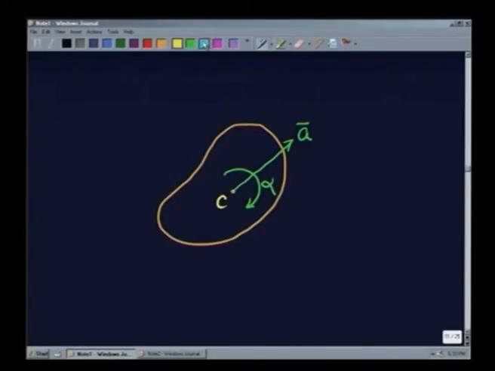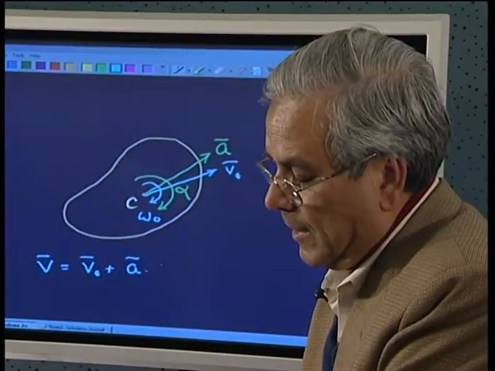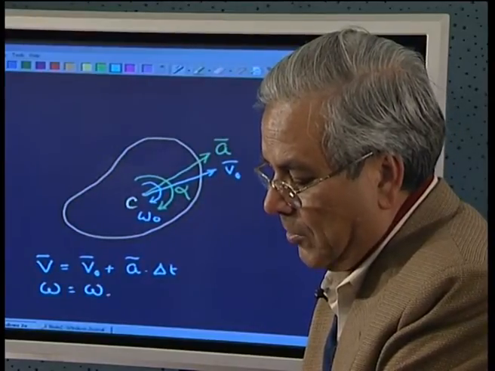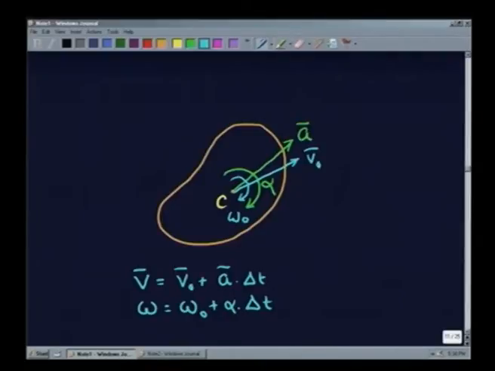So, for example, if we say that initially its velocity was v0 and its angular velocity was omega 0, then after a time delta t, v will be v0 plus a delta t, and omega will be omega 0 plus alpha into delta t. So, therefore, we can proceed ahead and get the velocity at any instant of time if we know the initial conditions, because of this acceleration, linear and angular accelerations.